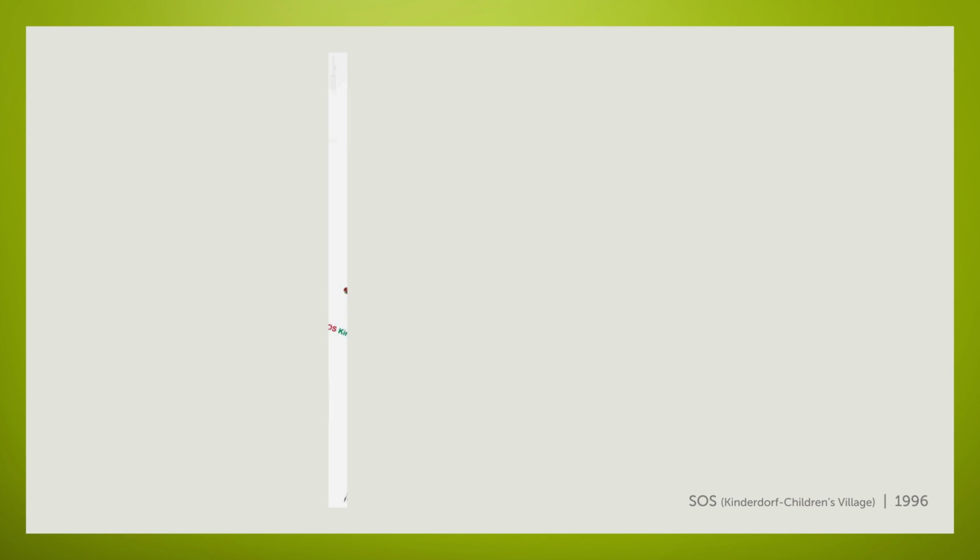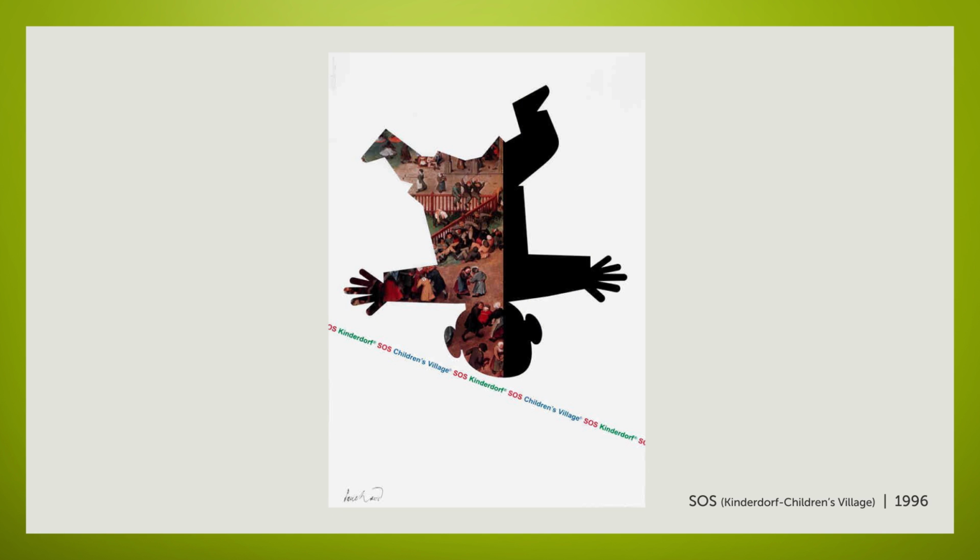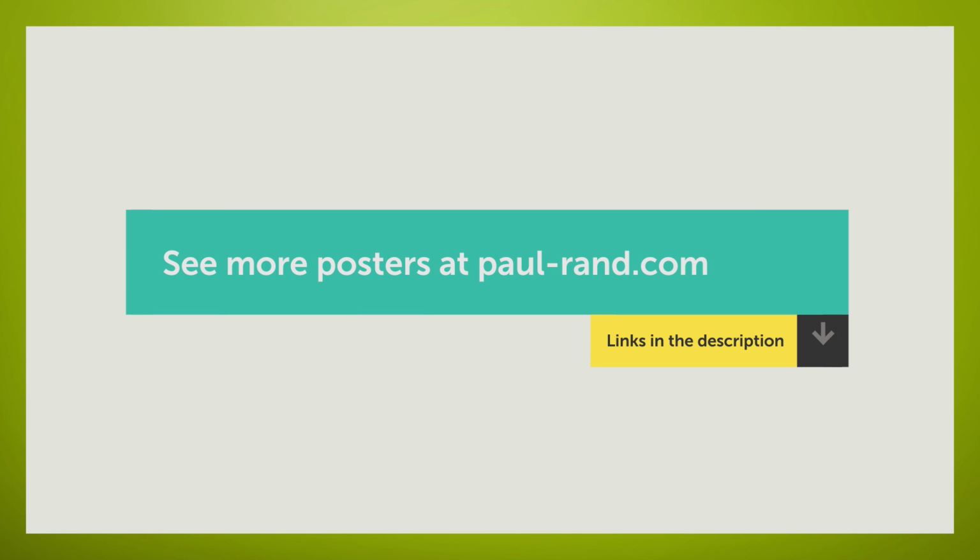Some of his famous posters are those for US Department of the Interior 1975, IBM in 1981, and SOS Kinderdorf Children's Village in 1996. To see more posters, you can check out the website paulrand.com. Loads more to see there. Link is in the description.